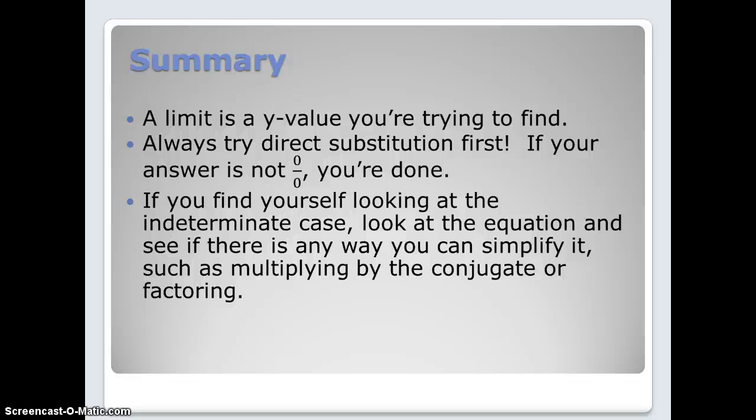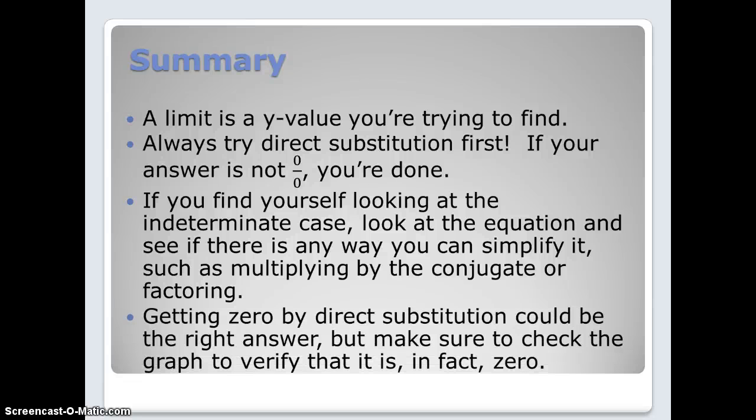Now, in a perfect world, getting 0 by direct substitution would be the right answer. But you've always got to make sure that 0 is the right answer. Exactly. You could get 0 when you do direct substitution, and it could be right. But you always have to look at the graph first, right? I would always look at the graph to verify if you can. And if you can't, make sure there's nothing you can do to simplify that function. Yeah, if you have no calculator on you, make sure you try multiplying by the conjugate or factoring first to see if you still get 0. Absolutely. That is exactly what you want to do.